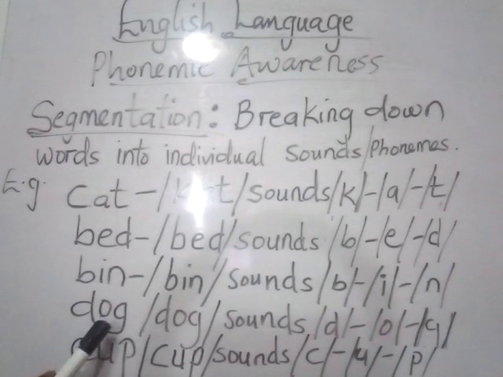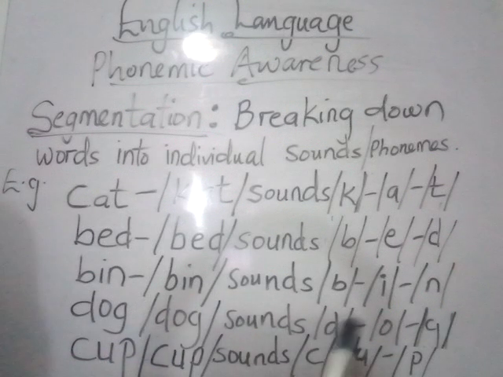The next word here is dog. And this is the sound, just like the way it's spelled, it sounds that way, dog. And you have the individual sounds that combine to form the word dog. They are D, O, G.